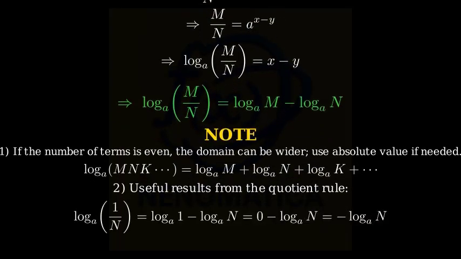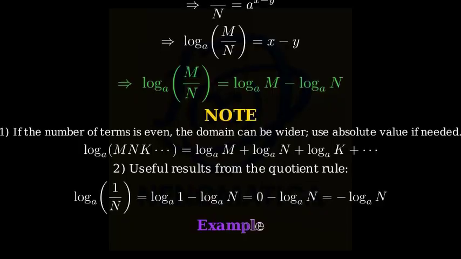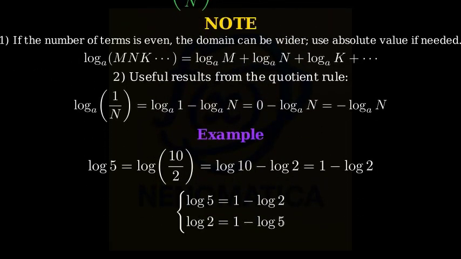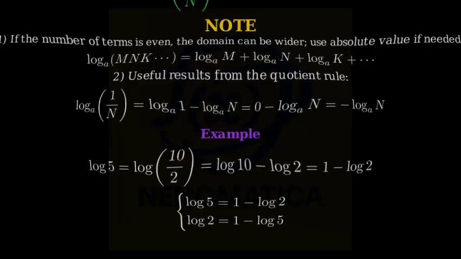2. The product rule extends to many factors, and some useful consequences follow from the quotient rule. Example: log of 5 equals log of 10 over 2, which equals log of 10 minus log of 2, that is 1 minus log of 2. Consequently, we can write either log of 5 equals 1 minus log of 2, or, equivalently, log of 2 equals 1 minus log of 5.